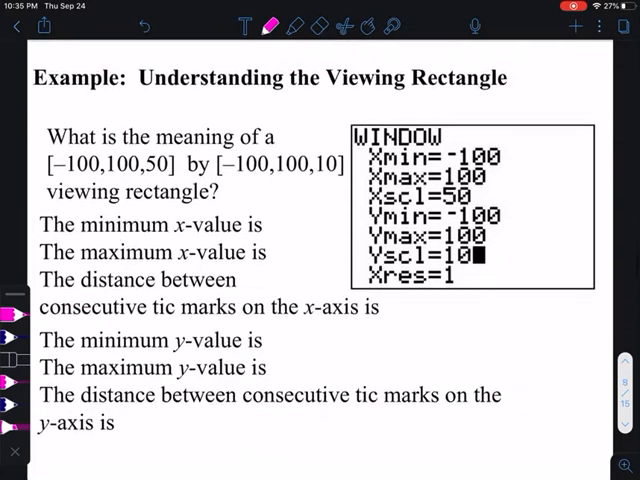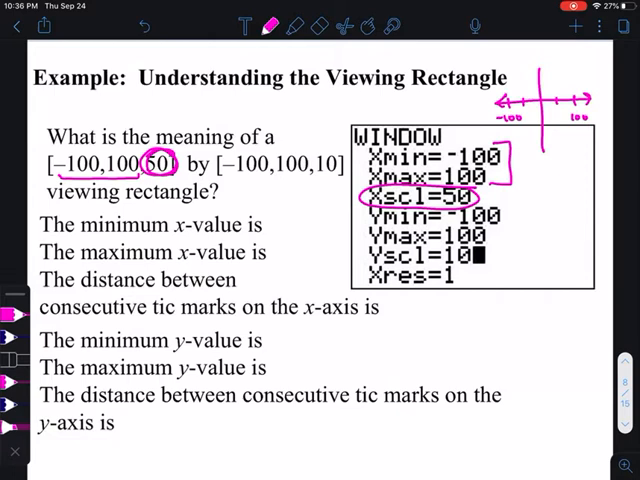Now, what does that mean? It says, what is the meaning of, in this case, negative 100, 100, 50 by negative 100, 100, 10. So in terms of our window, if we are going to have a negative 100 by 100, that is going to refer to our X values. That means we are going from a negative 100 to a 100. So on our X axis, we are going to go from a negative 100 to a positive 100. And this 50 here means that every little tick mark that we have would represent 50 spaces.